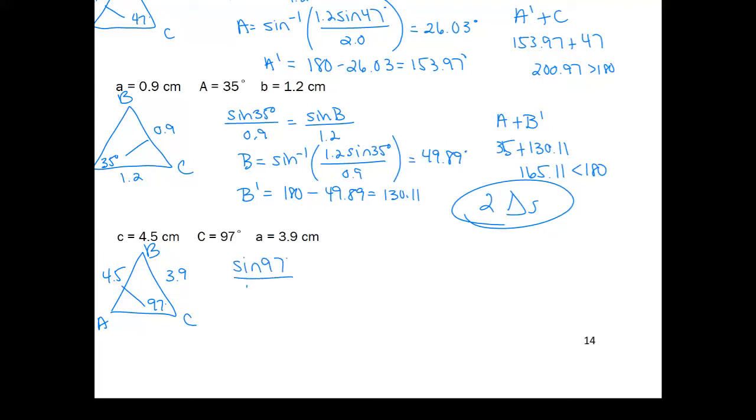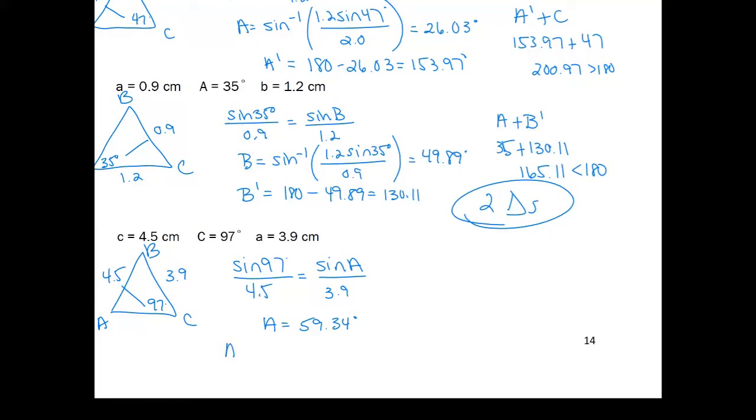Set that up first. Then we're solving in this case for angle A because they gave you side A. If you solve this correctly, you should have gotten that A was 59.34 degrees. And that means that there's one triangle for sure.